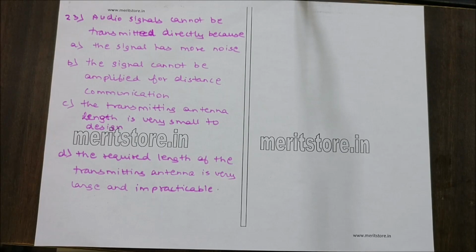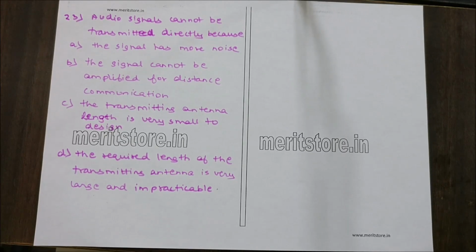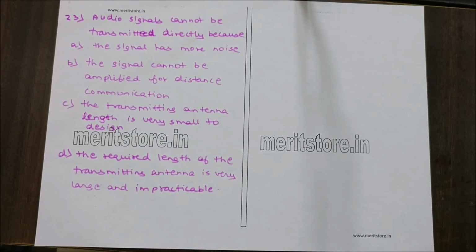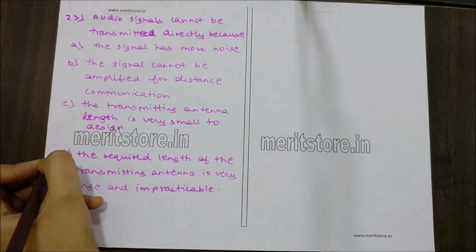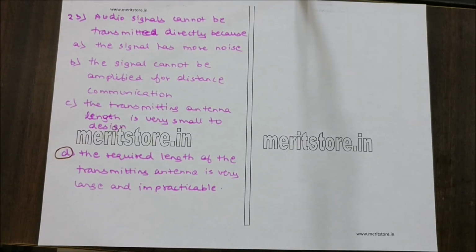Question 23. Audio signals cannot be transmitted directly because A. the signal has more noise, B. the signal cannot be amplified for distance communication, C. the transmitting antenna length is very small to design, D. the required length of a transmitting antenna is very large and impracticable. Option D is the correct answer.